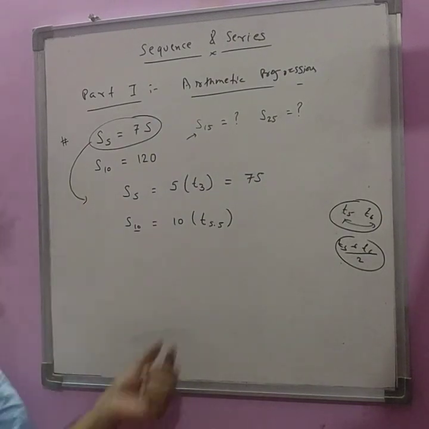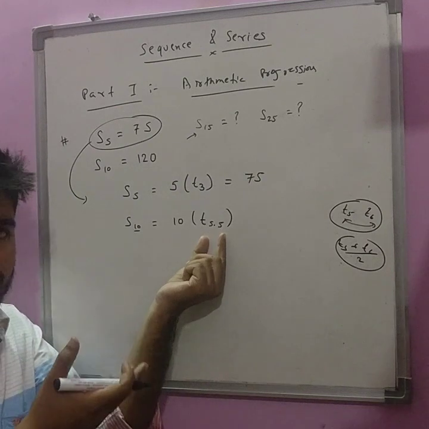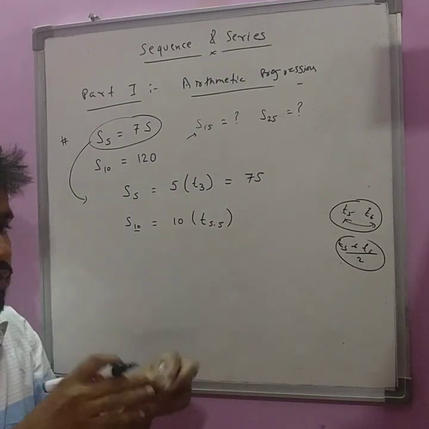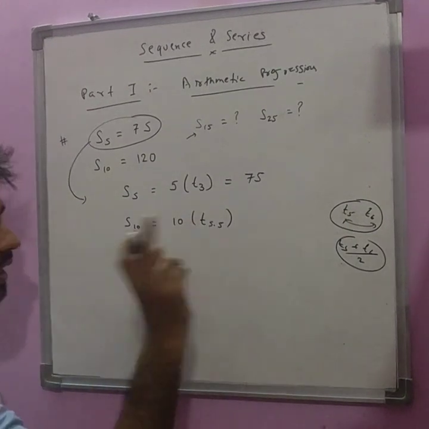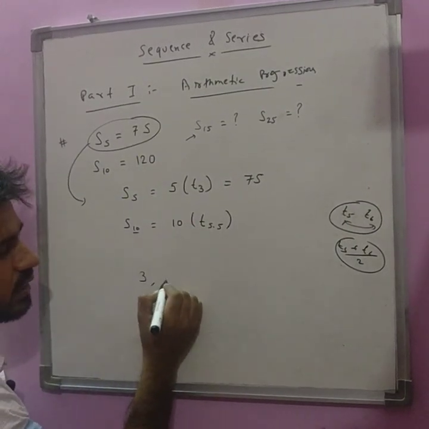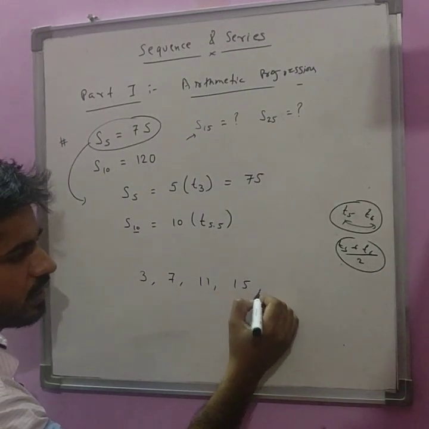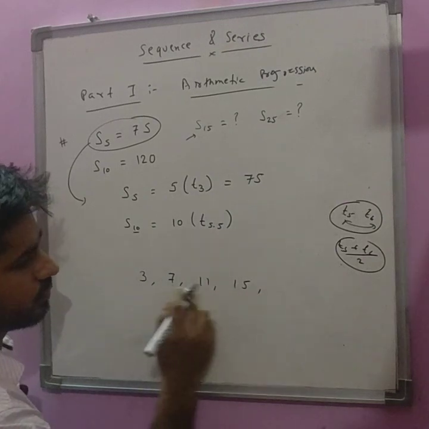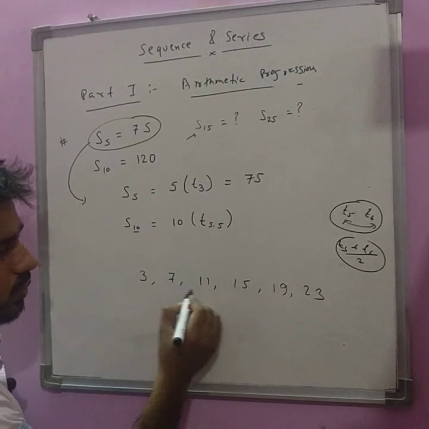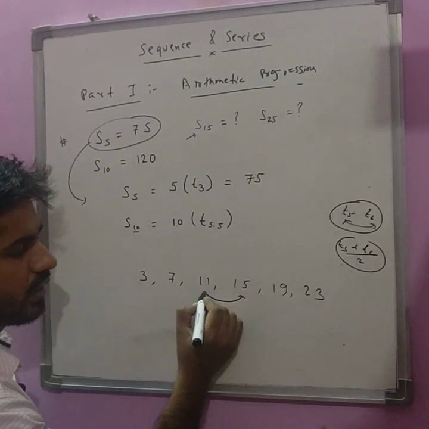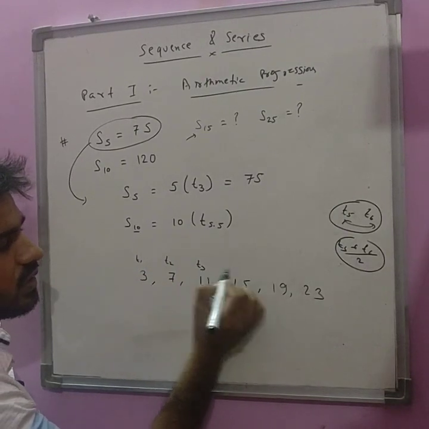See, 5.5 is not an integer, and from this we cannot say that 5.5 is a term which is defined. But again, I am taking an example like 3, 7, 11, 15 and 19, 23. So what are the middle 2 terms? The middle 2 terms are 11 and 15, right? So this is the first value, this is the second term, this is the third term.